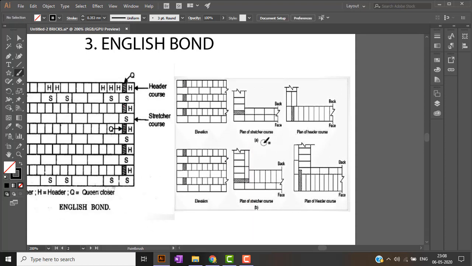Also I have given the plan for a header course and a stretcher course. This is a header course where all headers are in one course, and this is a stretcher course where all stretchers are in one course.